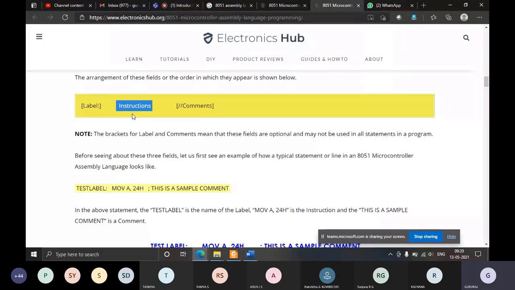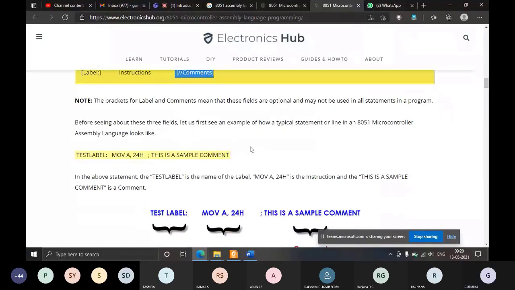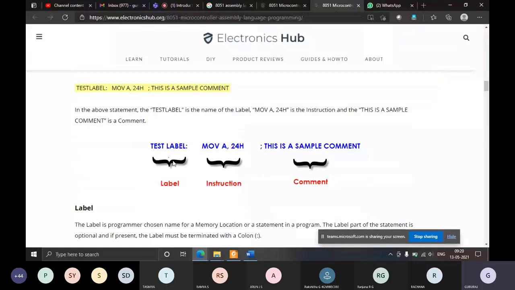It is English-like instruction that we use. Then comments. Comments are optional, but it is very good practice to write comments for each and every line in assembly, as well as in high-level languages, because whoever is seeing your code has to understand why you have written that particular line or instruction. So an example is given here.